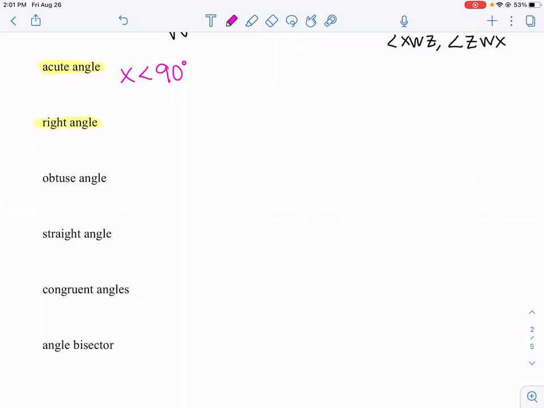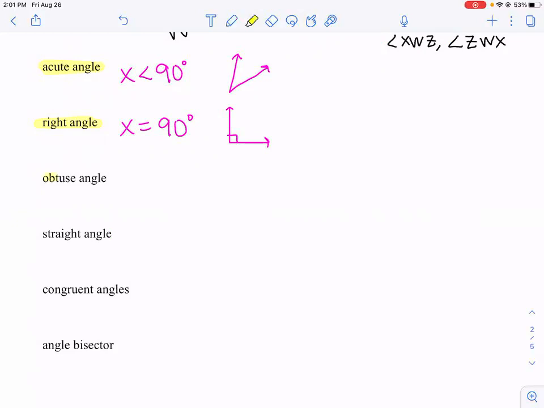A right angle. Addie, how big's a right angle? A 90-degree angle, they either need to tell you it's 90 degrees or they put this little box to say that it's 90 degrees. If it looks 90 degrees, you can't assume. You have to know for a fact that its measure is 90, or they tell you that it's a right angle, or they put the box.